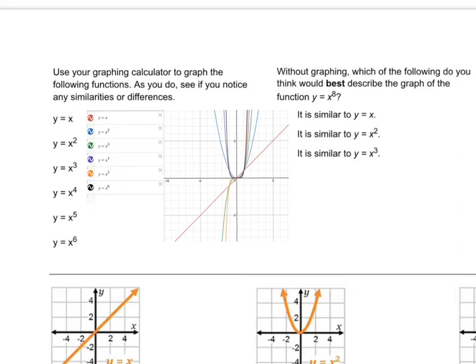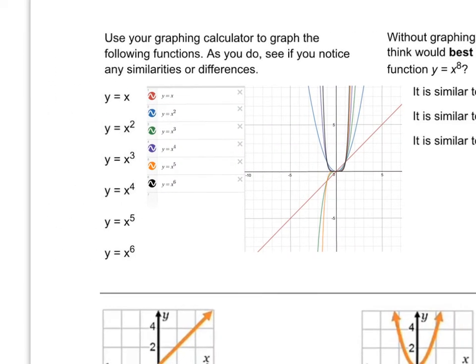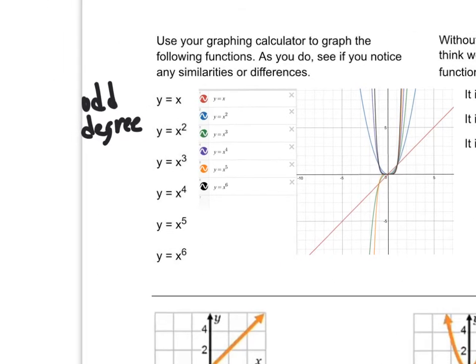Okay, so we've graphed these, and what we noticed is that if you have an odd degree, we know that the functions are strictly increasing. So here's y equals x squared. The green graph was x cubed, and the orange graph was x to the 5th, and they all kind of share this thing where they just keep increasing. So they are strictly increasing. So odd degree means you are strictly increasing.